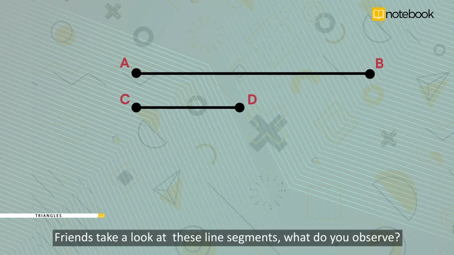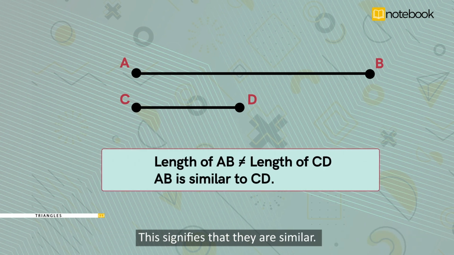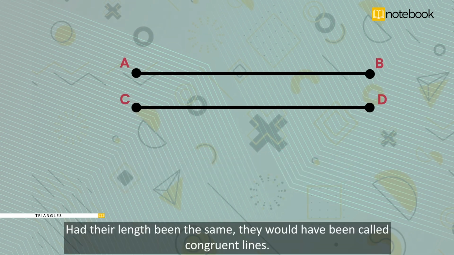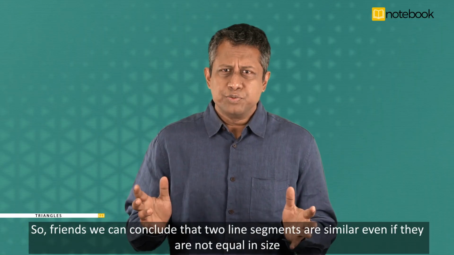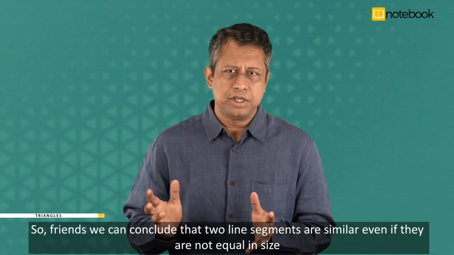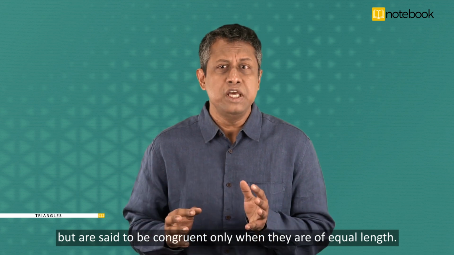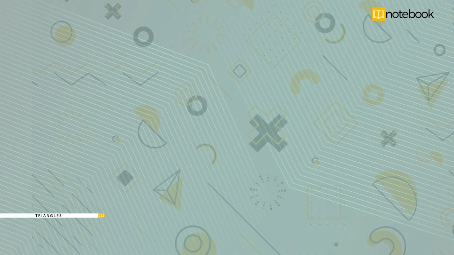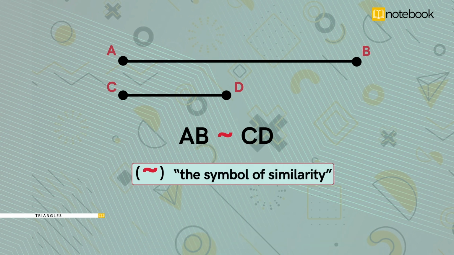Friends, take a look at these line segments. What do you observe? Friends, we observe that the length of these line segments are not the same. This signifies that they are similar. Had their lengths been the same, they would have been called congruent lines. So friends, we can conclude that two line segments are similar even if they are not equal in size, but are said to be congruent only when they are of equal length. Now we can use the symbol for similarity as shown.